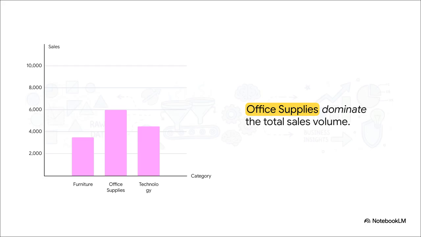Instead of reading raw numbers and trying to do the math in your head, your brain instantly processes that office supplies are just far outpacing furniture and technology in sheer transaction volume. Visuals absolutely cut through the cognitive load and deliver the insight directly to you.